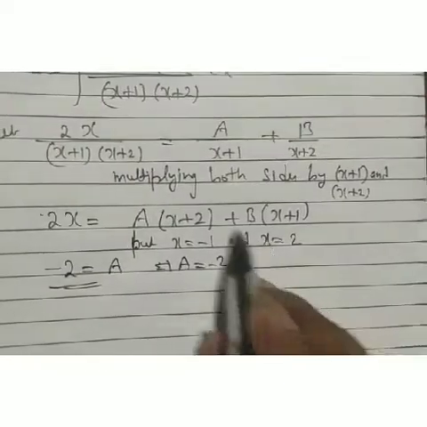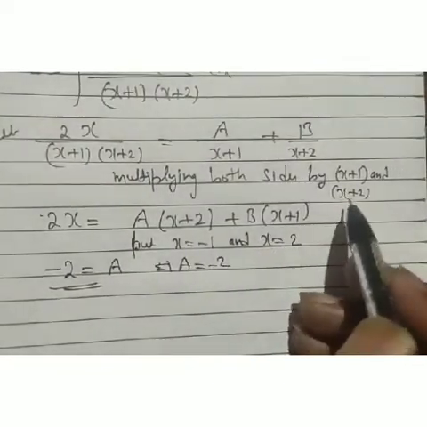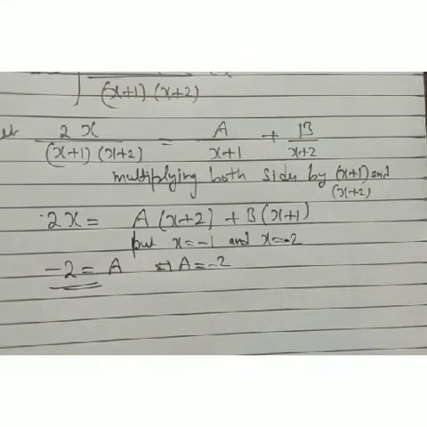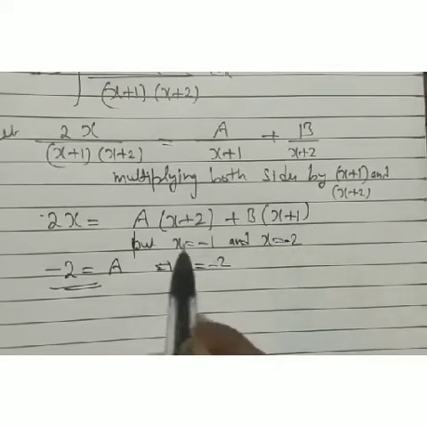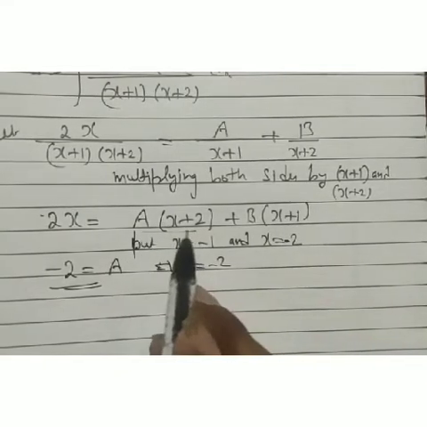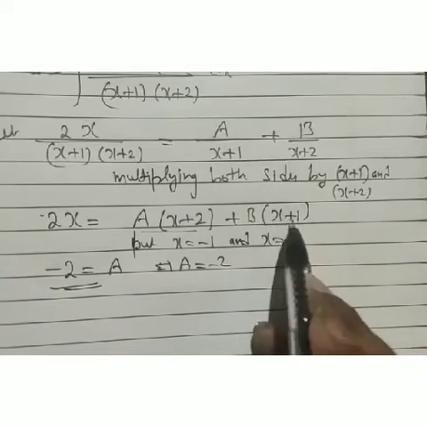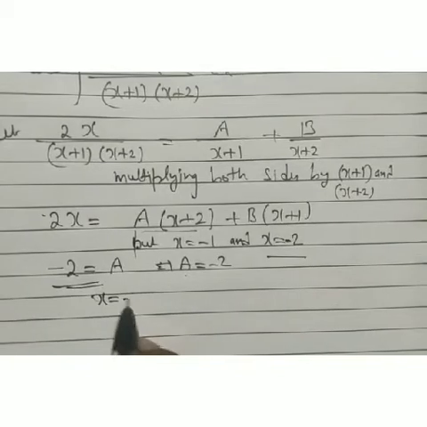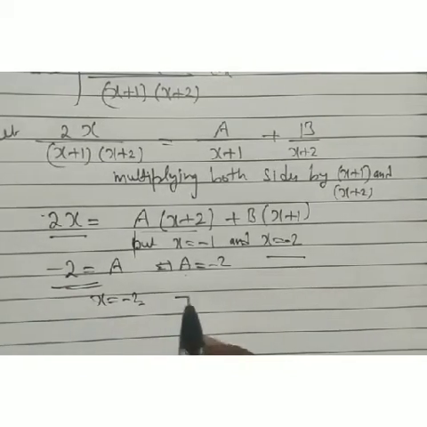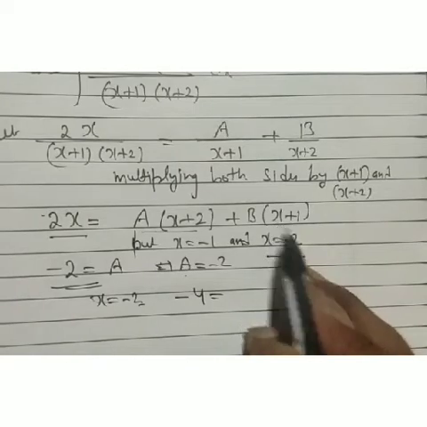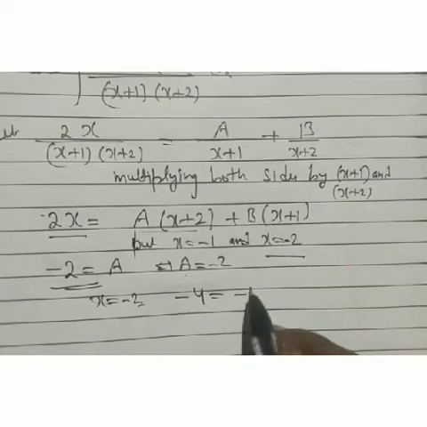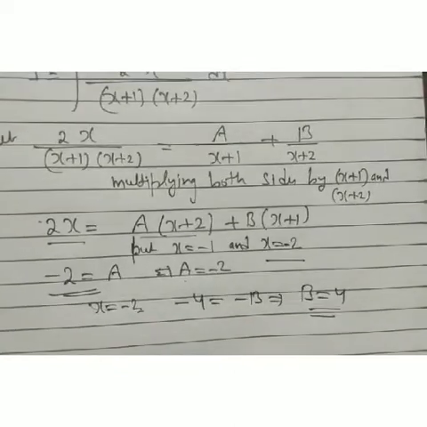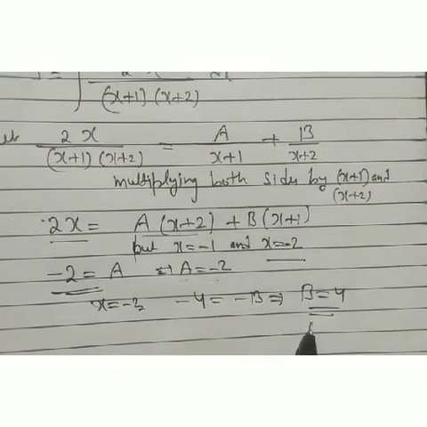Now we have to put x equal to -2. Then this section, -2 plus 2, vanishes there. Then we have only this B portion there. When we put x equal to -2, here we have -4 equal to B times (-2 plus 1), which means -B. After solving, we get the value of B is 4. Now look, here we get our values of the constants: A is equal to -2 and B equal to 4.